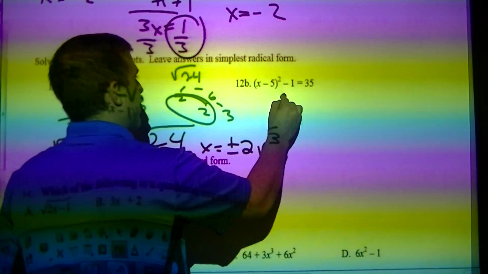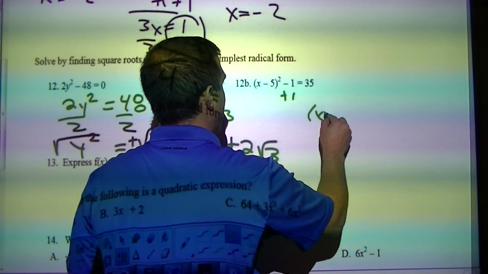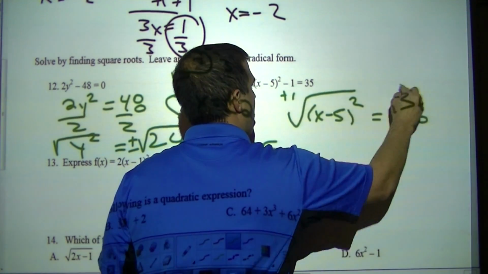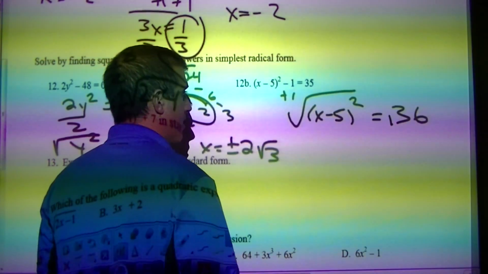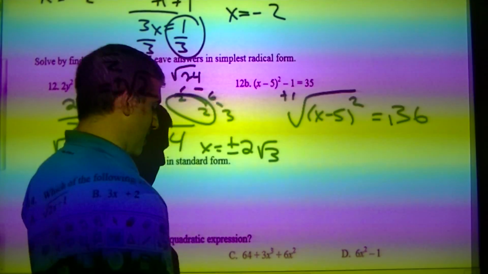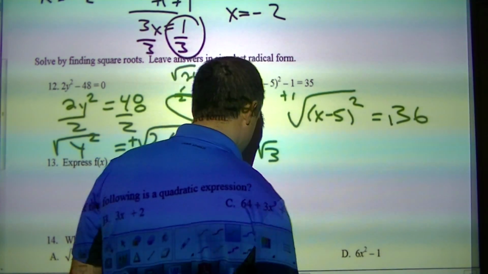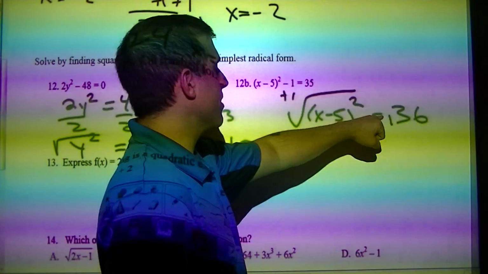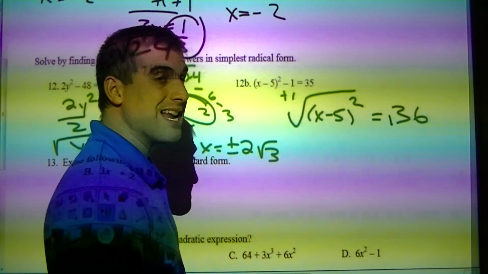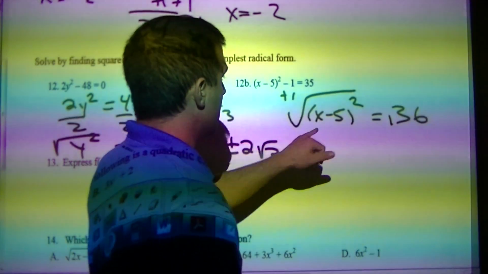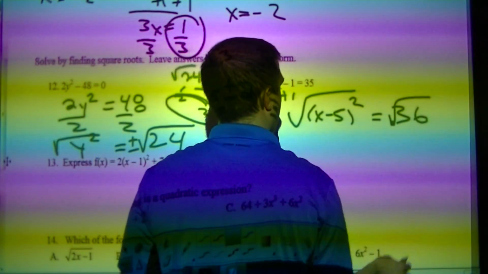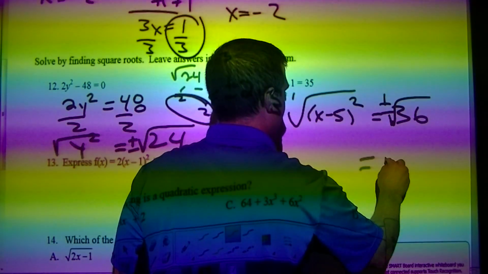This one, I'm going to add 1. I get x minus 5 squared equals 36. Square root, plus and minus. Well, what's the square root of 36? The square root of 36 is going to be plus and minus 6. So I got plus and minus 6.